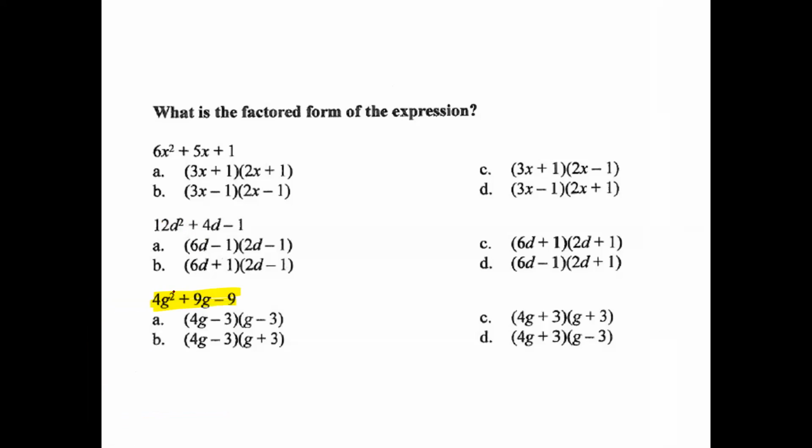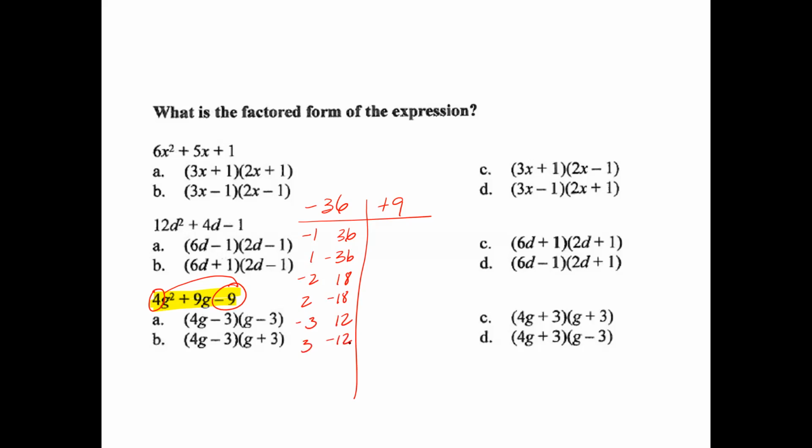All right, so what we're going to do with this one is take the first number, multiply by the last number, which gives you a negative 36. Middle number is a positive 9. So we're going to think of all the possible variations that'll give you a negative 36. Negative 1, 36. Positive 1, negative 36. Negative 2 and 18. Positive 2, negative 18. Negative 3, 12. 3, negative 12. I could do a negative 4, 9. 4, negative 9. I could do a negative 6 and positive 6. And I think that's as far as it goes.